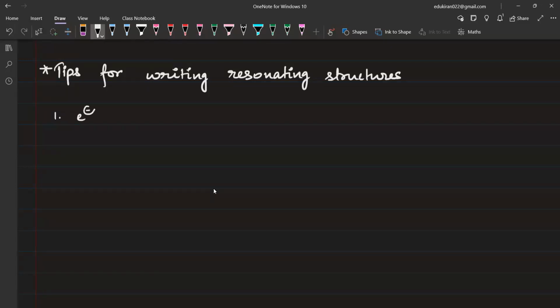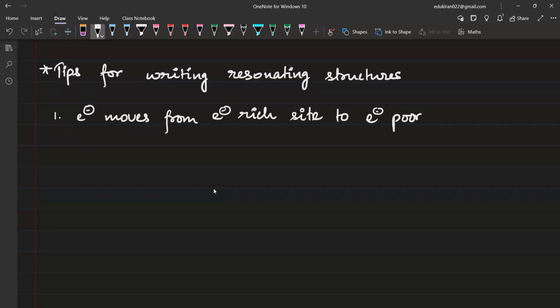नंबर 1 पॉइंट इज इलेक्ट्रॉन मूव्स फ्रॉम इलेक्ट्रॉन रिच साइट to electron poor site. Electron rich site to electron poor site. ठीक है. Now, what are the electron rich site? Wait a second. And electron poor sites.